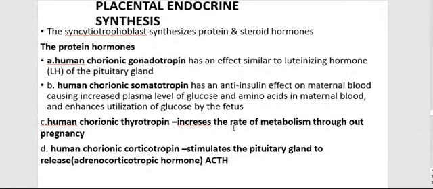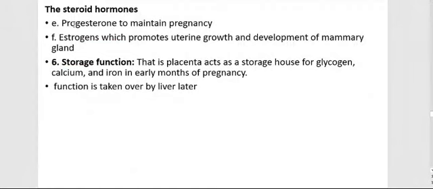And then human chorionic corticotropin will stimulate the pituitary gland to release adrenocorticotropic hormone so that there is an increase of fluids in the body. And then the steroid hormones: we have progesterone to maintain the pregnancy, and estrogen, which will promote uterine growth and development of the mammary glands. In the initial stages, the placenta will be storing glycogen, calcium, and iron. Now as the embryo develops and organogenesis takes place, that function will be taken up by the liver.